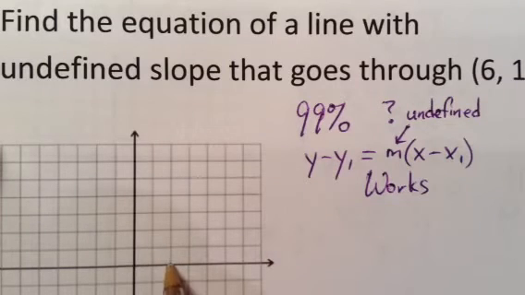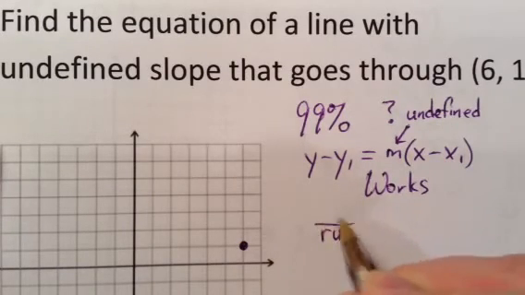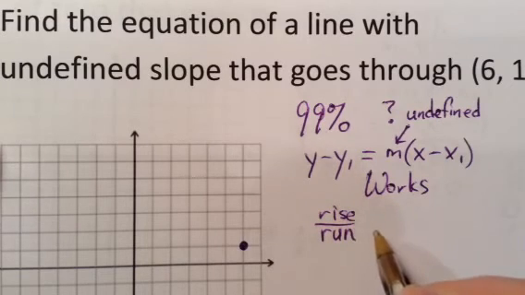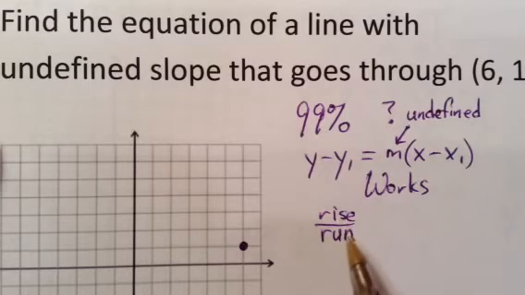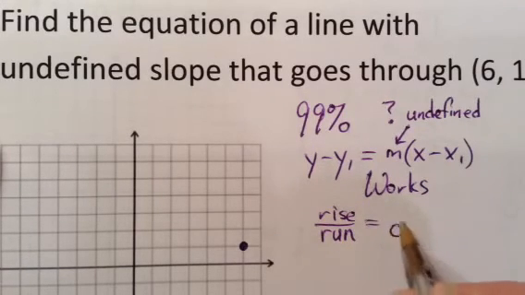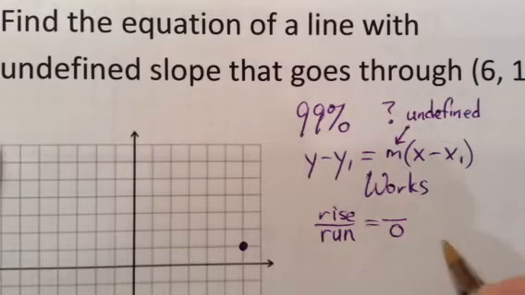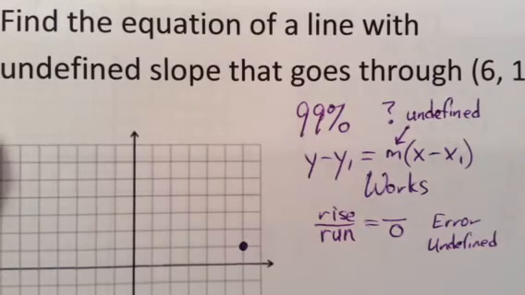So let's come over here. Let's graph this point. There's 6, 1. Okay, and let's go back to the old rise over run. So where would 0 go to make a fraction undefined? Well, if you remember in our little calculator exercise, whenever my run was 0, the calculator said error, or we call it undefined. See, the calculator didn't know how to divide by 0, and neither do I.